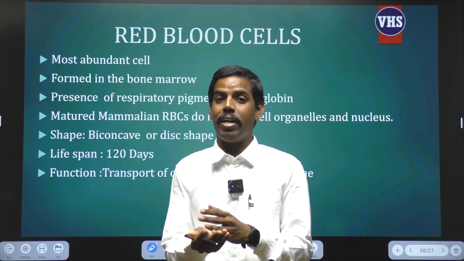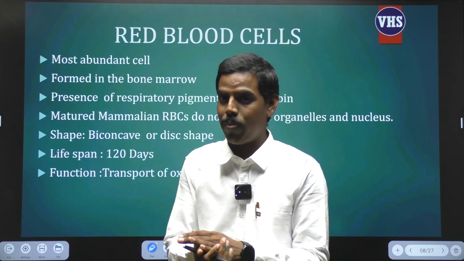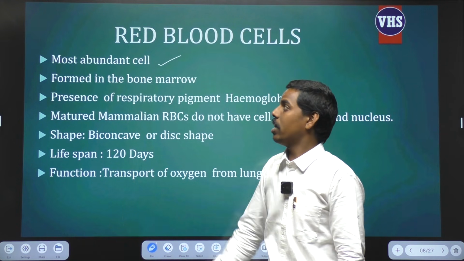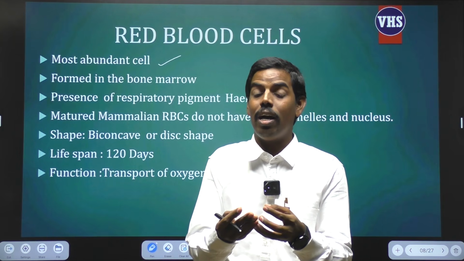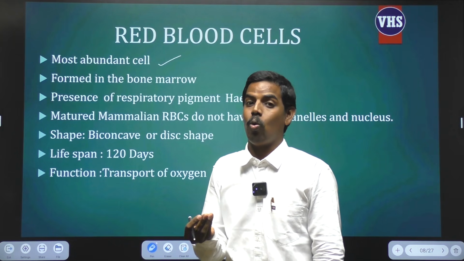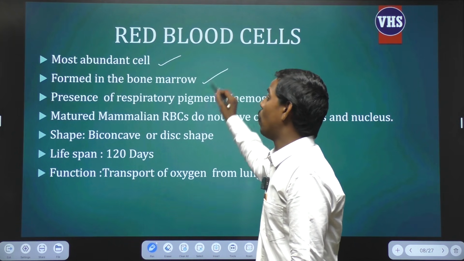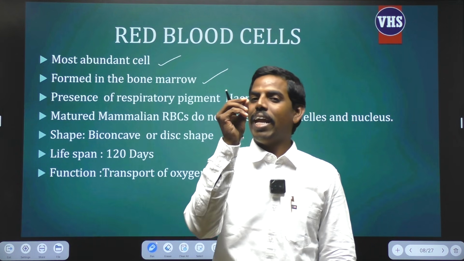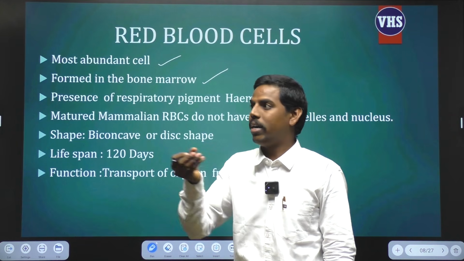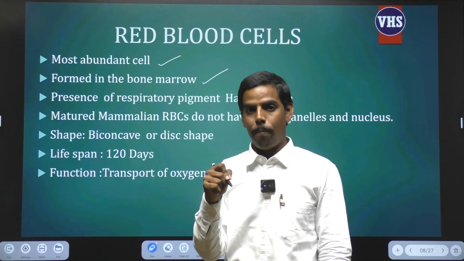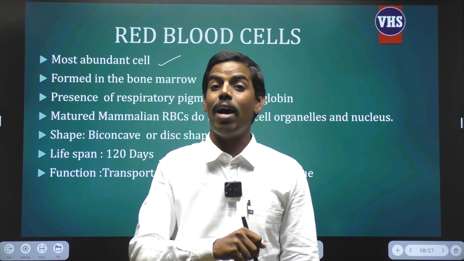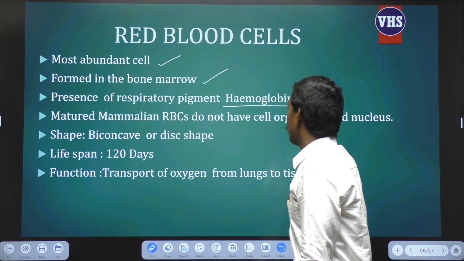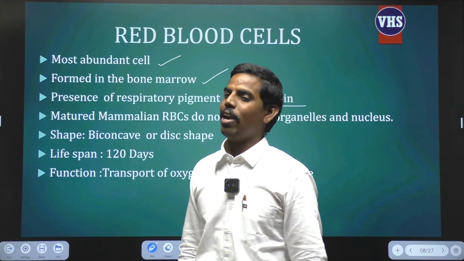The most abundant cells in the blood are RBCs. Most of the cells are RBC. Next, where is it formed? It is formed in the bone marrow. What is the reason blood is red in color? Why is the blood red? Because of the presence of the respiratory pigment hemoglobin. That's why the blood is red in color.